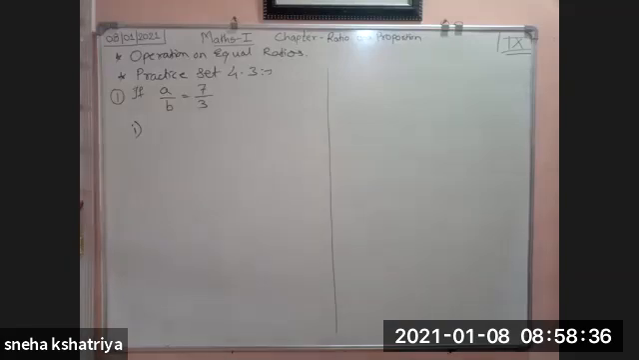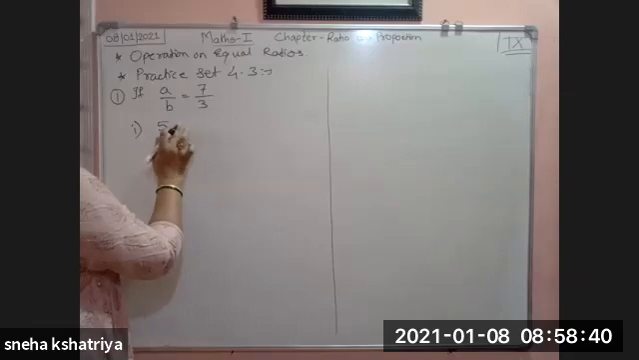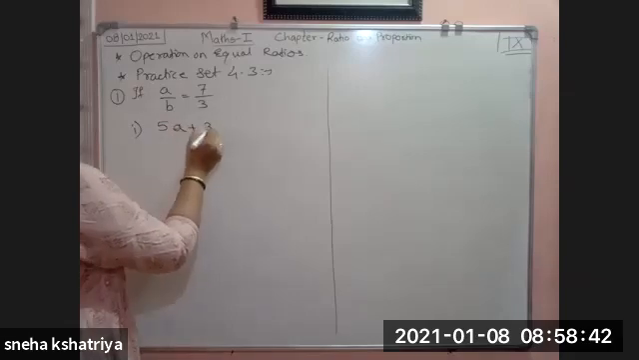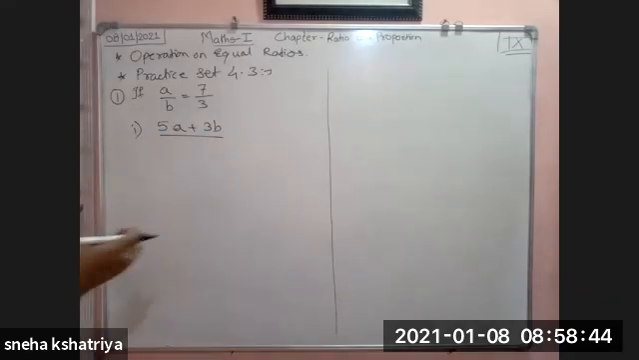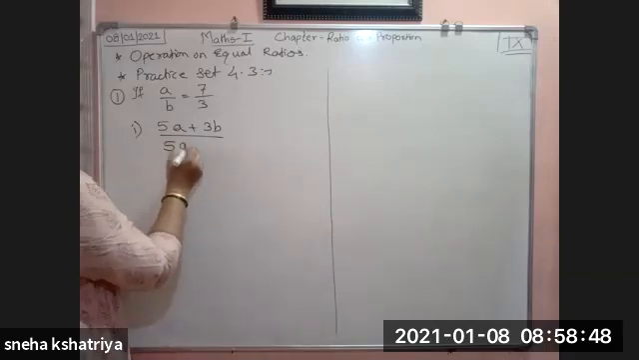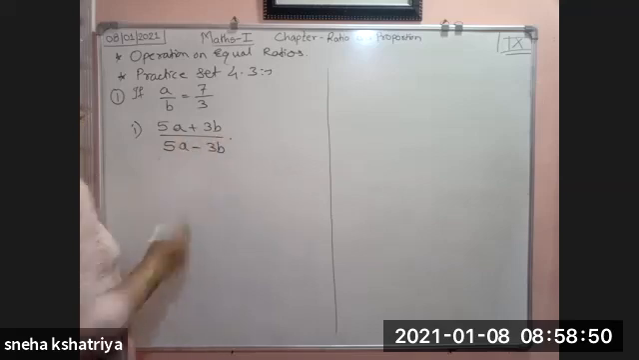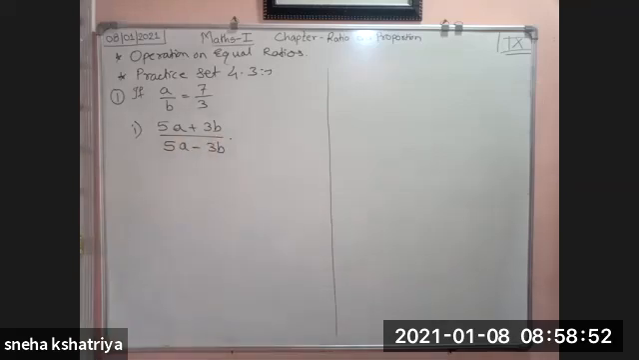So first one is what? 5A plus 3B divided by, I guess, 5A minus 3B. So this is the question given to you. What is the value of A upon B? It is 7 upon 3, already given to you.